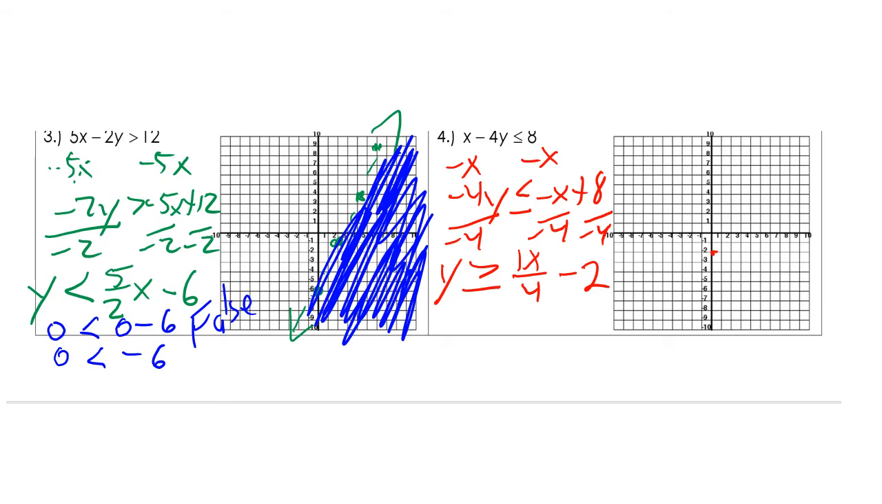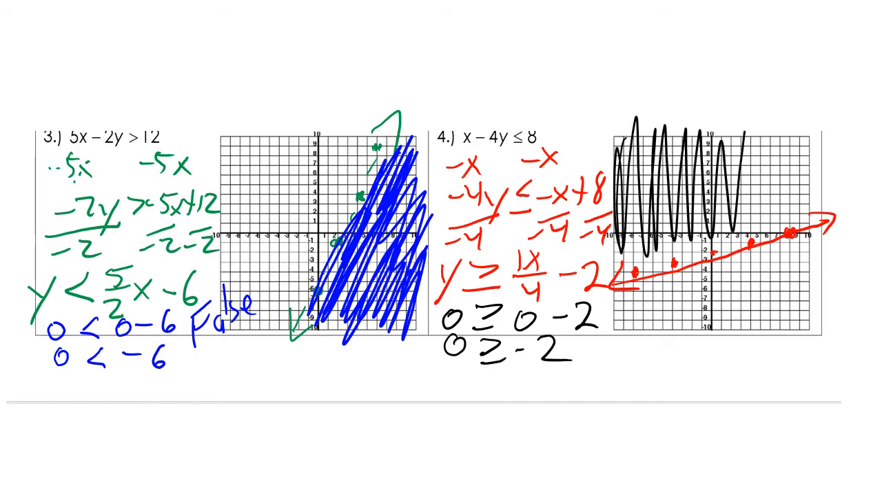-2 is the y-intercept. I go up 1 over 4, up 1 over 4, down 1 left 4, down 1 left 4. This is going to be a solid line because there's an equal bar underneath the inequality. I can put (0, 0) in. I get 0 is greater than or equal to 0 minus 2. 0 is greater than or equal to -2. That's true. So I'm going to color on the side where (0, 0) is.